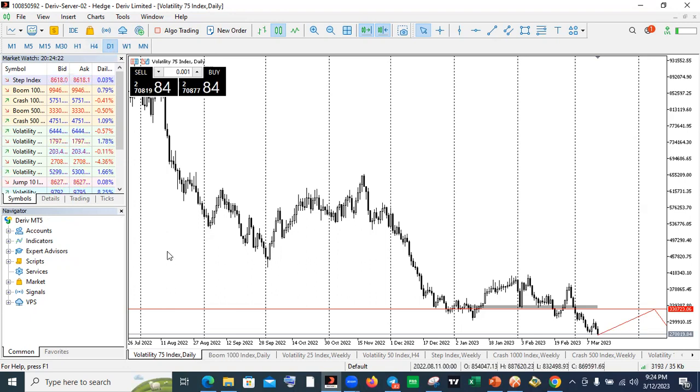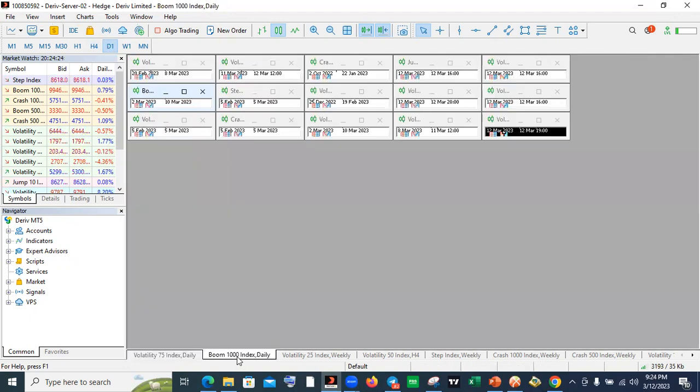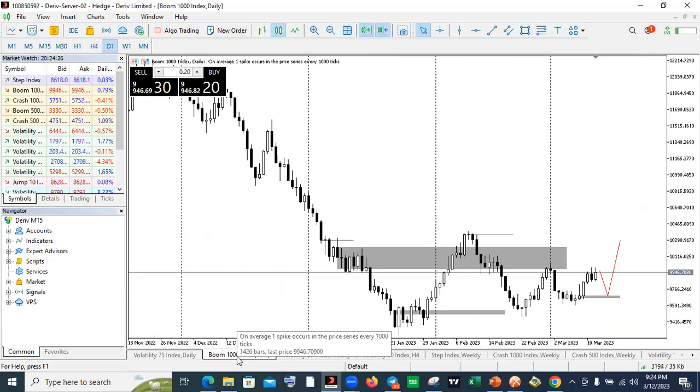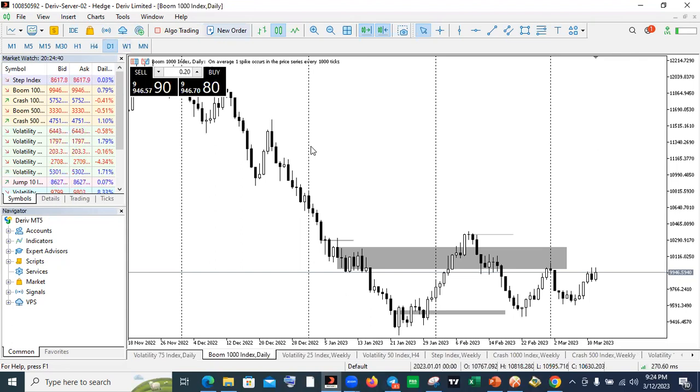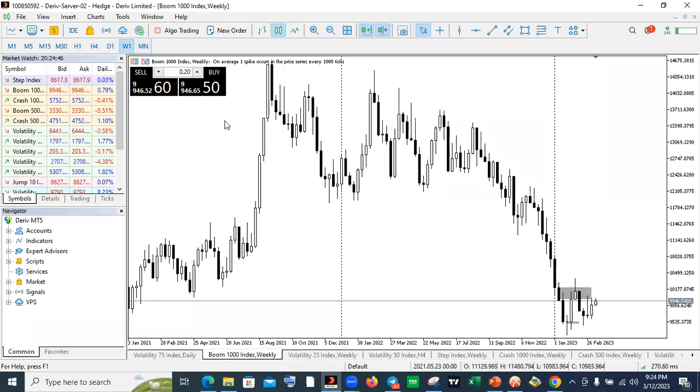So on Boom 1000, we are looking out for a sell move. What happened last week? Last week showed exhaustion at a block, so we should be looking out for a sell opportunity in this asset. So I'm looking out for a 4. That means the market is going to fall down.